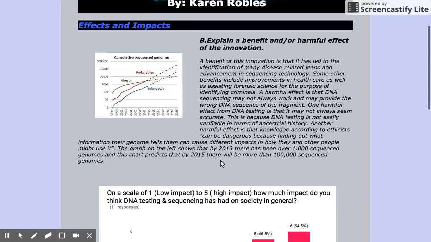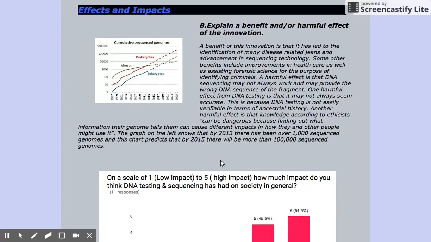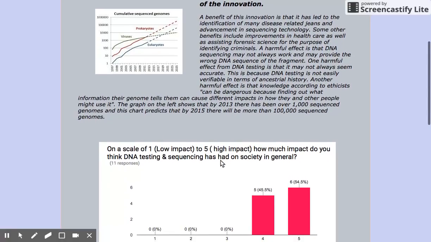The effects and impacts, and some of the benefits and harmful effects of this innovation. Some of the benefits of this innovation is that it has led to the identification of many disease-related genes and advancement in sequencing technology. Some other benefits include improvements in the healthcare department, as well as in the forensic science department for the purpose of identifying criminals. A harmful effect is that DNA sequencing may not always work and may provide the wrong DNA sequence of the fragment. One harmful effect from DNA testing is that it may not always seem accurate.